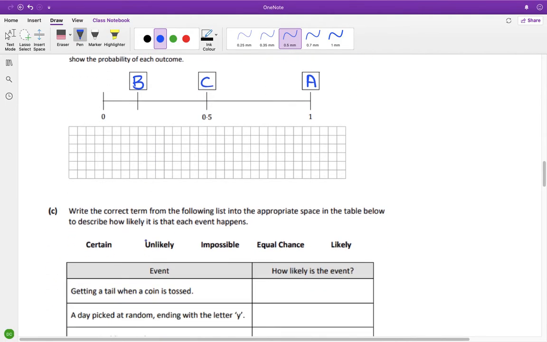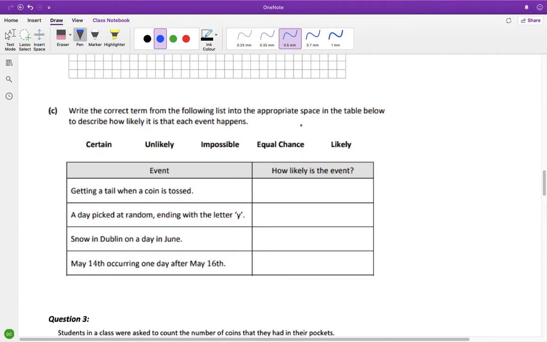Okay? Write the correct term from the following list into the appropriate space in the table to describe how likely it is that an event happens. So getting a tail when you toss a coin. So that's half, because it's heads or tails. So half is this one, which is equal chance. A day is picked at random, ending with the letter Y. So, yeah, they all end in Y, so that's certain to happen. Snow in Dublin on a day in June.